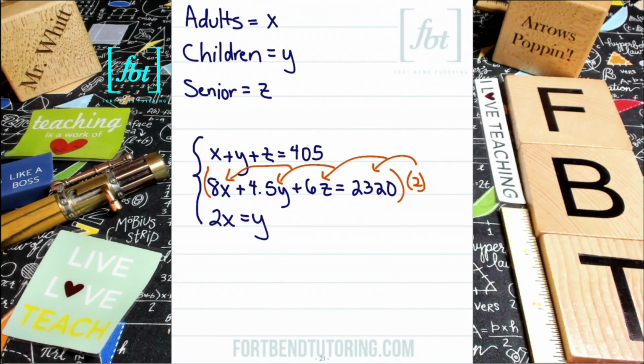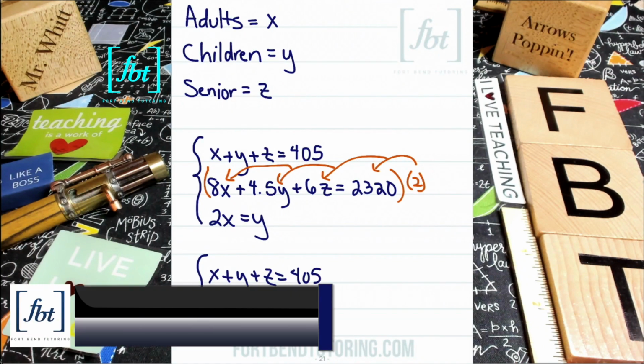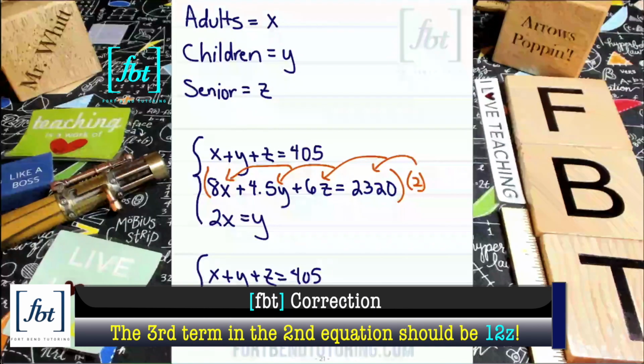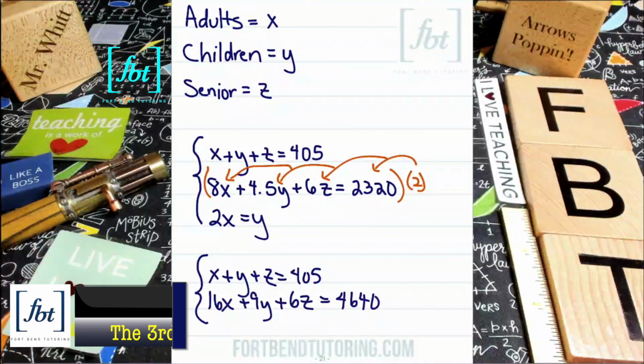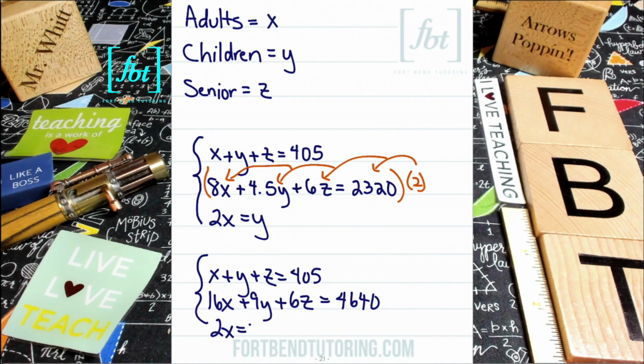So rewriting it, I have my brace here, and I'll show that the first equation is x plus y plus z equals 405. And I'll show that the second equation is now 16x plus 9y plus 6z equals 4,640, as well as our last and final equation, which is 2x equals y.